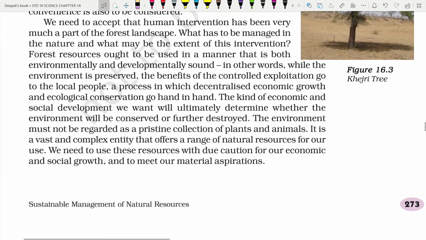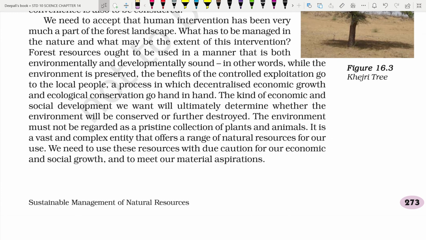We need to accept that human intervention has been very much a part of forest landscape. What has to be managed in nature and what may be the extent of its intervention? Forest resources ought to be used in a manner that is environmentally and developmentally sound. In other words, while the environment is preserved, the benefits of the controlled exploitation go to the local people, a process in which decentralized economic growth and ecological conservation go hand in hand.